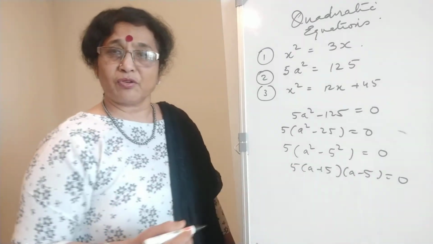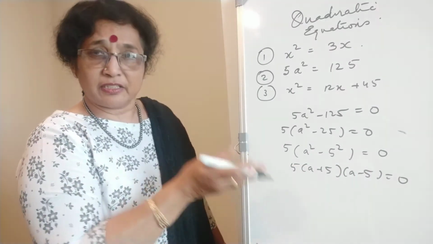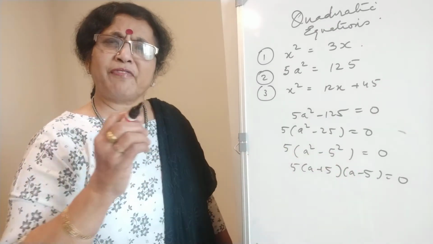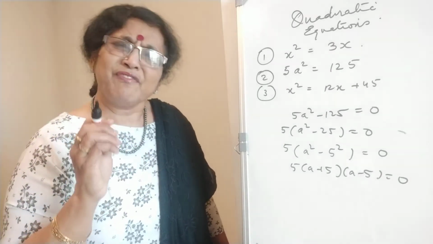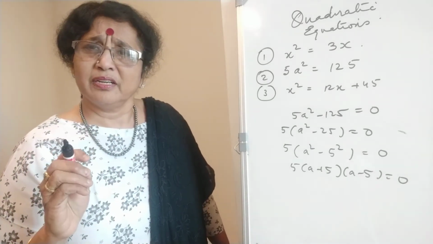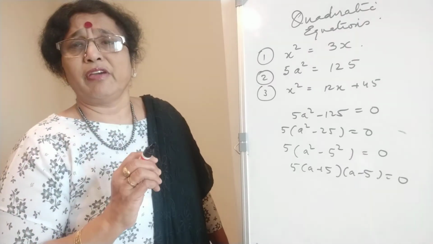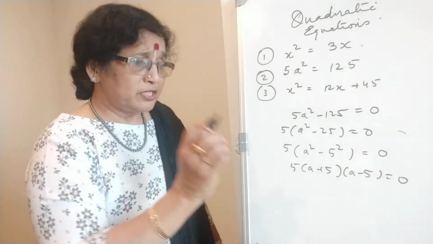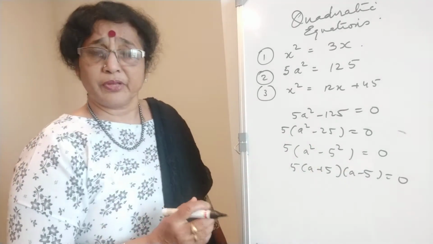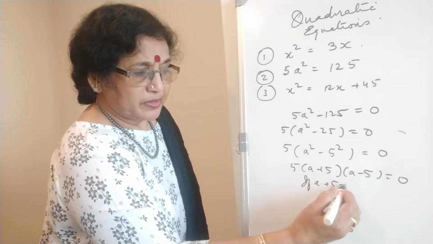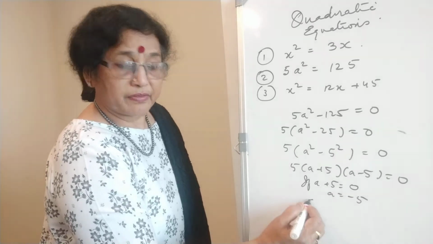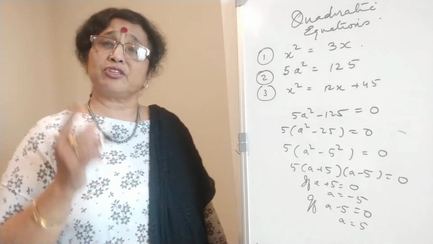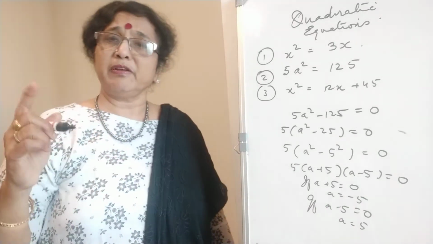So 5 cannot be 0. Now children, there are three factors here: 5, a plus 5 and a minus 5. So many people had 5 equals 0, a plus 5 equals 0. How can 5 be 0, children? 5 is a known number. We are finding the value of the unknown variable here, unknown term, that is a. 5 cannot be 0, 5 is 5. So the 0 can only be because this or this is 0. So if a plus 5 is 0, then it is 0 when a is minus 5. And if a minus 5 is 0, then it becomes 0 when a is 5. So the two possible values here are 5 and minus 5.